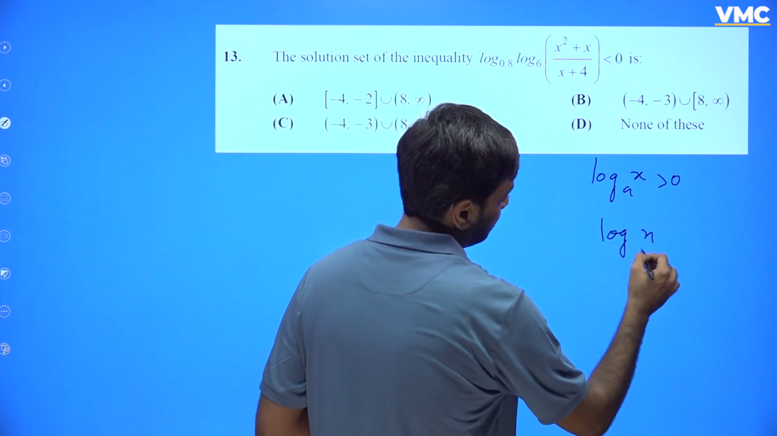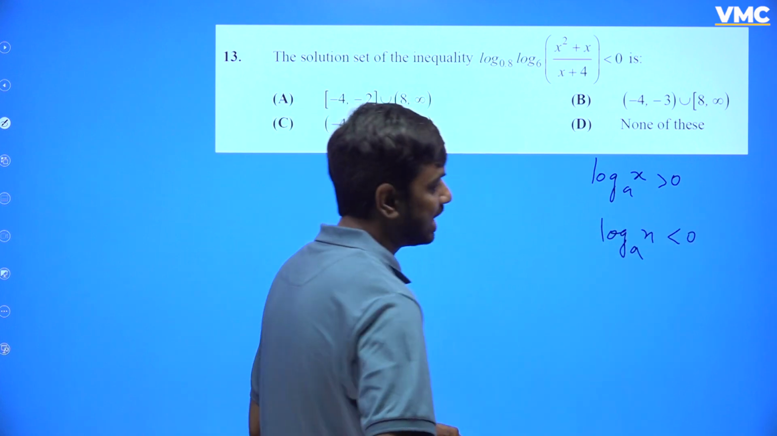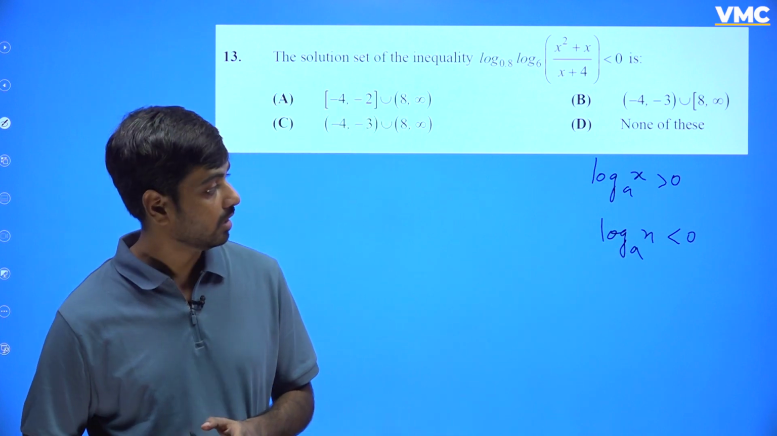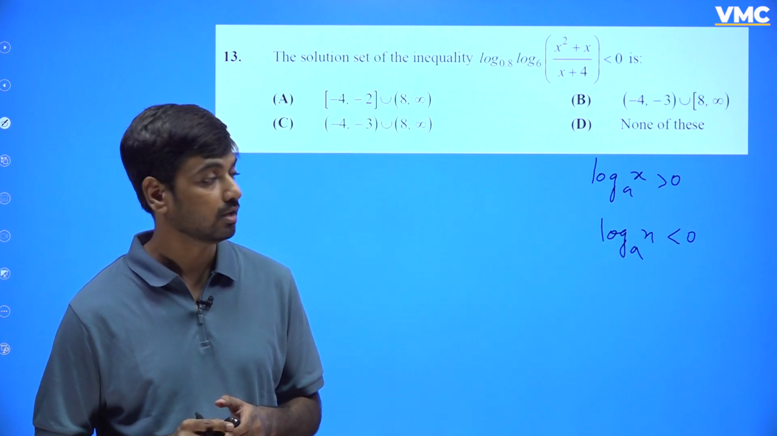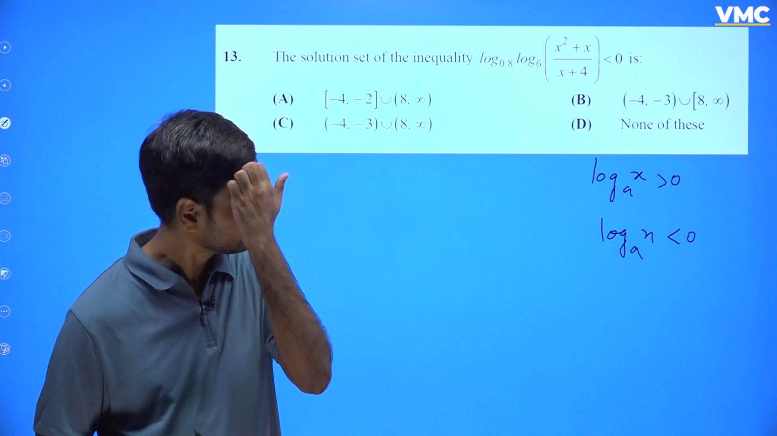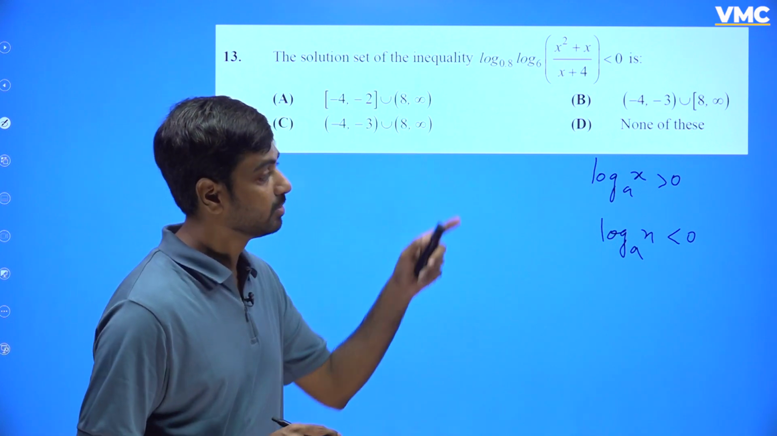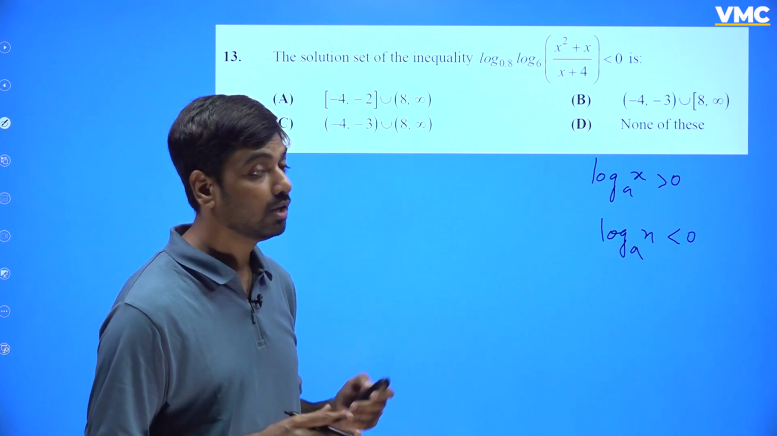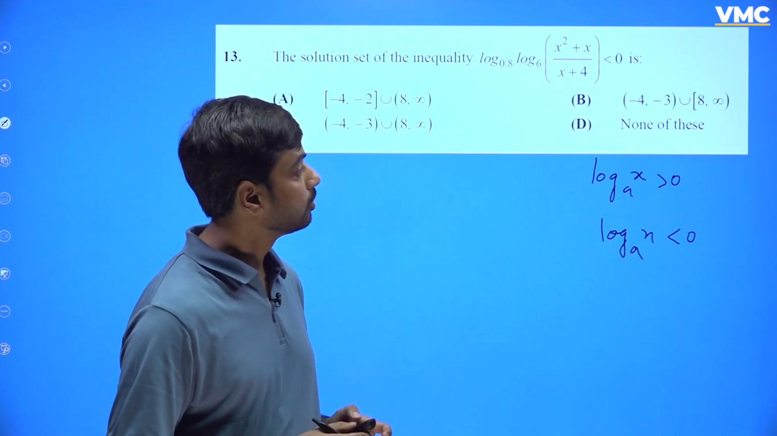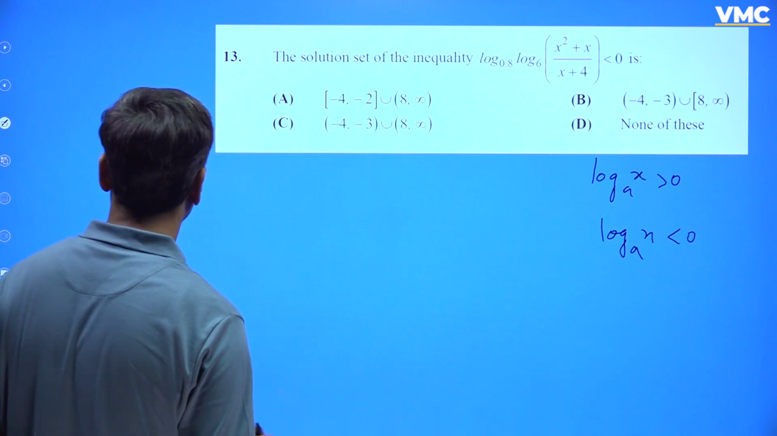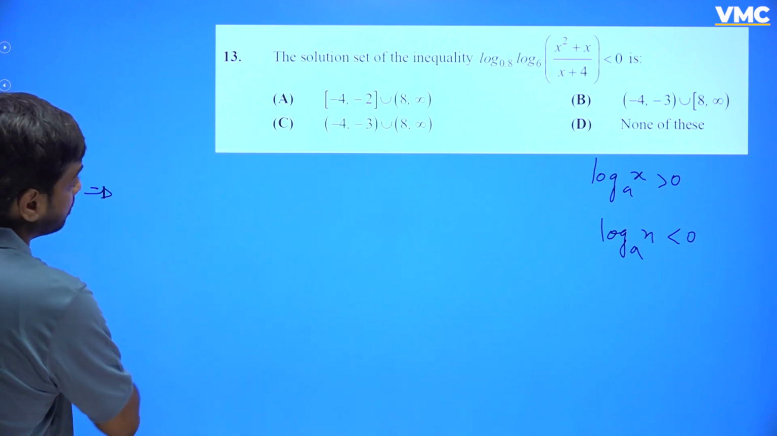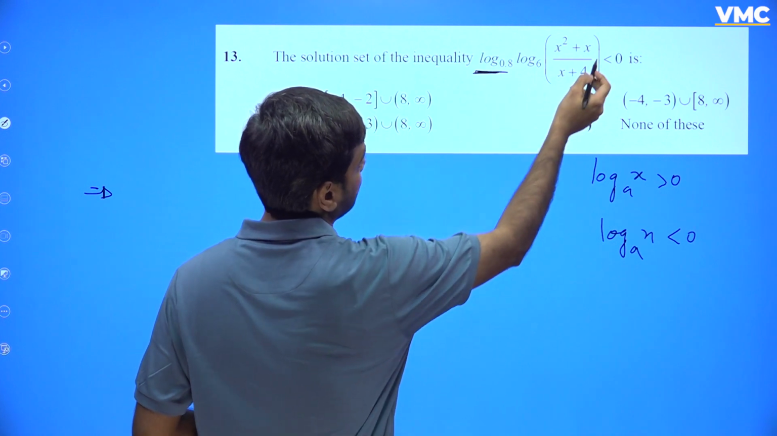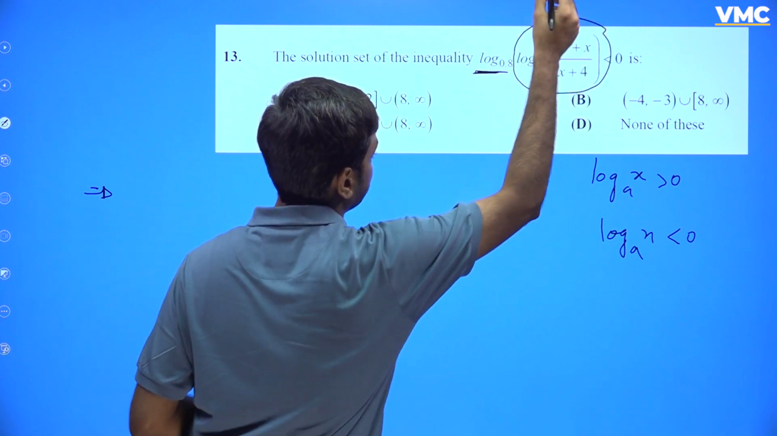Similarly, log of x with base a less than 0. When the argument and the base, argument is x and the base is a, lie on the opposite side of unity, then the log will always be negative. So to answer this question, before I start solving this inequality, first we have to define the log. For the log to be defined, the argument of the outside log must be positive. So this is the outside log, and the argument of the outside log is this whole expression.